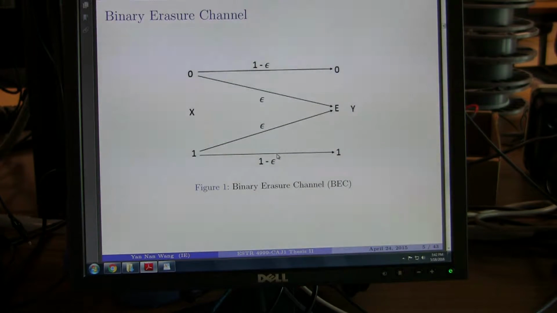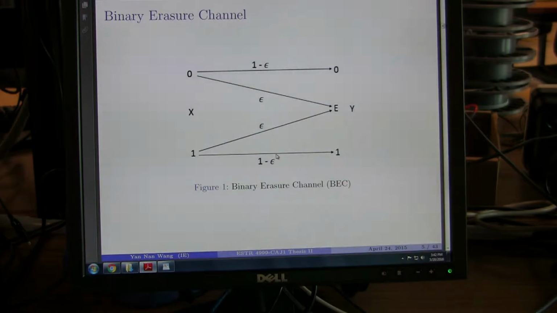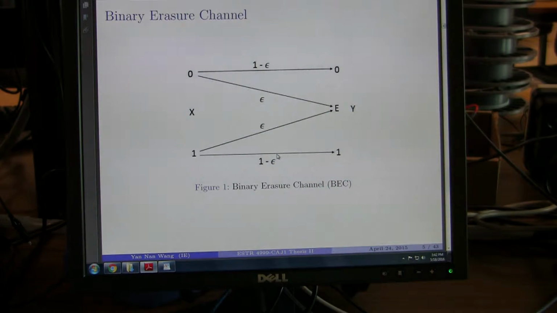Then this is the graph for the binary erasure channel. In this channel, bit 0 and bit 1 both have a probability of epsilon to be erased to 0 at the receiver Y.